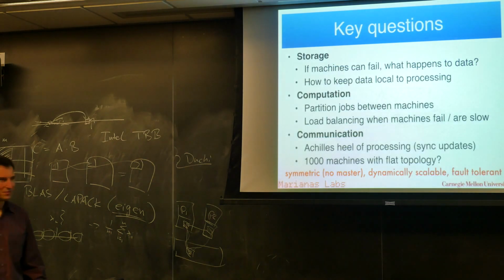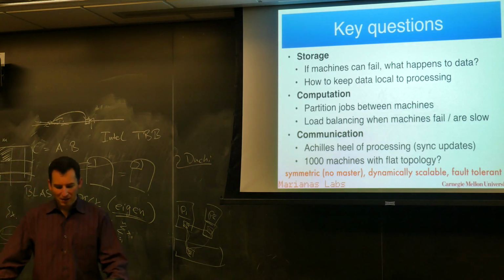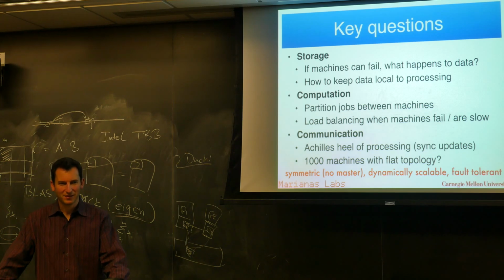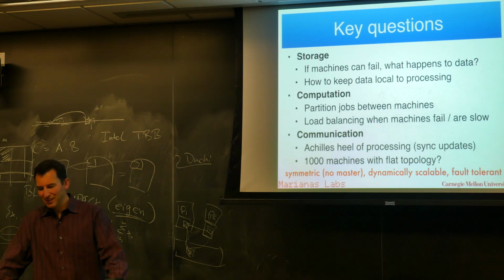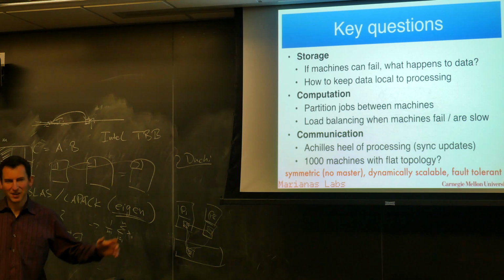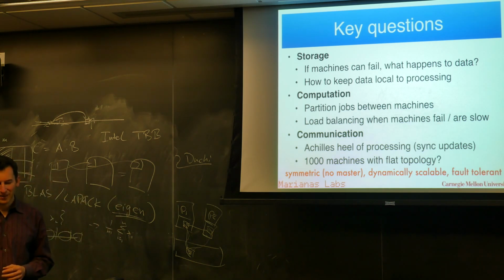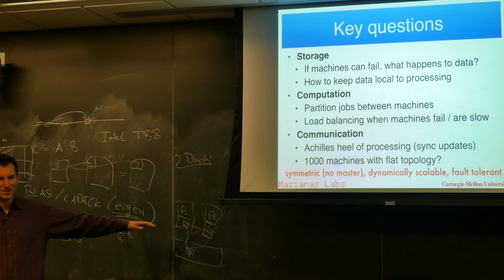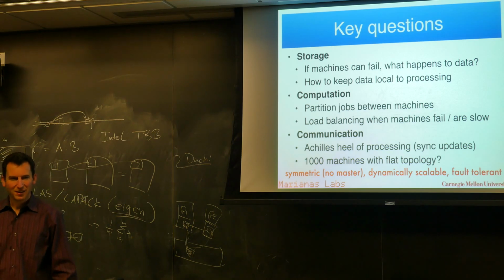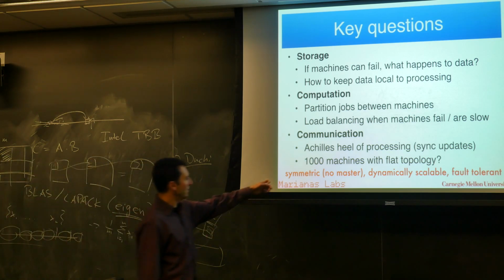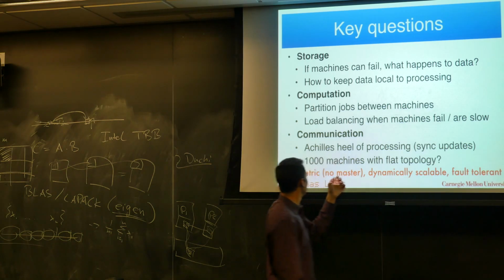So, key questions? Well, if we have machines that can fail, what actually happens to the data? And how do we keep the data local to wherever we process it? And how do we partition the jobs? And how do we do load balancing if some machines are occasionally slow? And then, is it really a flat topology if I have 1,000 machines? Well, probably not. So the gold standard of what you might want to aim for is this.